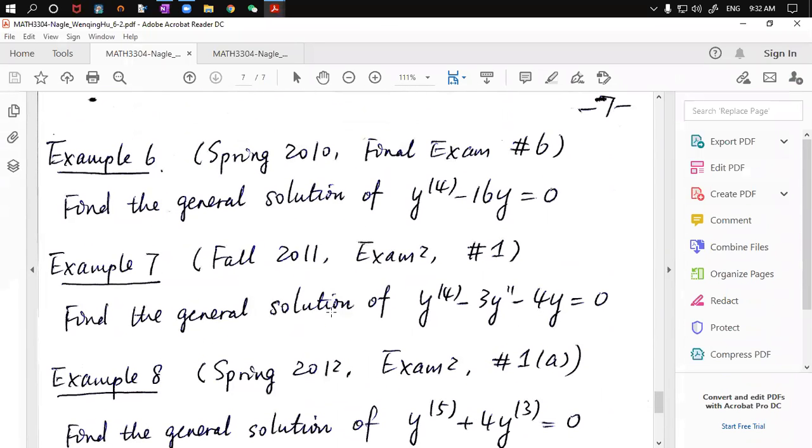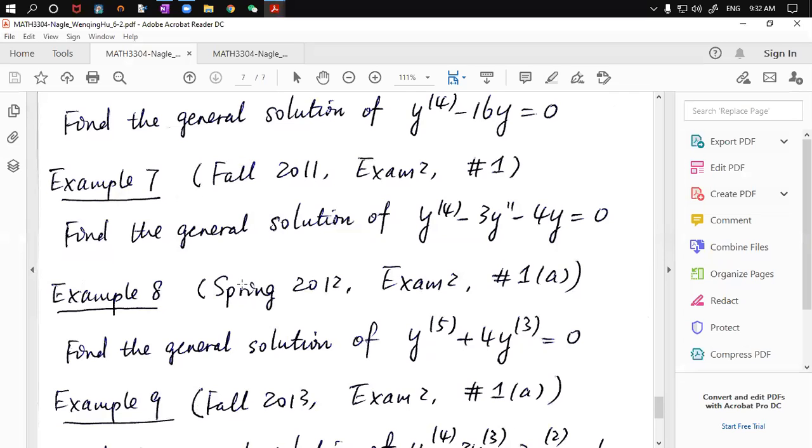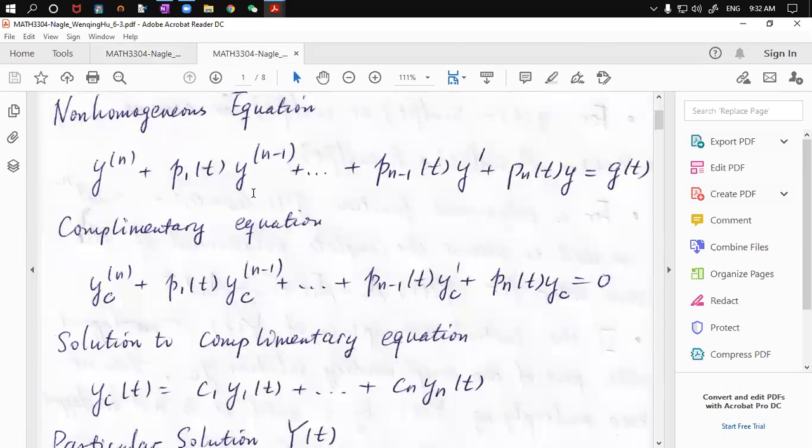There are many exercises that I have suggested in this section that you need to practice in order to get yourself truly familiar with this method. Okay, so that's what we would like to have for the homogeneous equations, right? So what happens to the non-homogeneous equation?